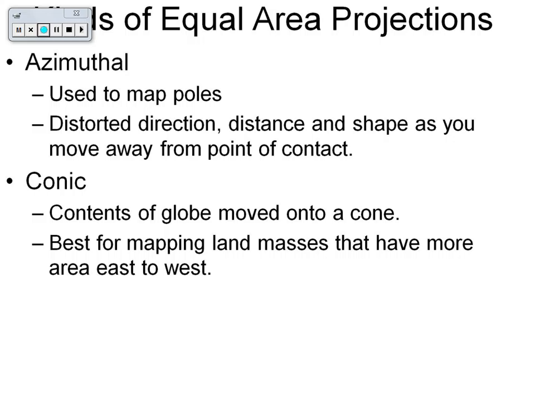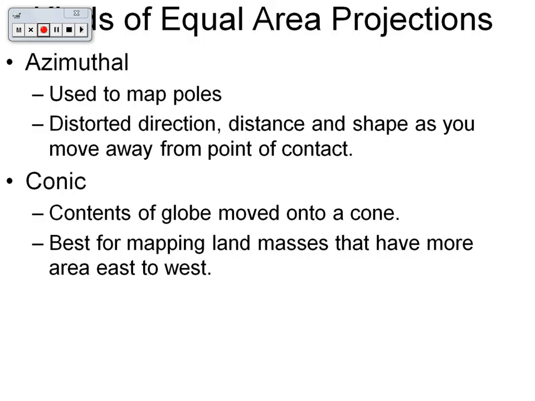Types of equal area projections, like I said: azimuthal, you can do it like that. Conic, you can do it like that. With an azimuthal projection, you have one point of contact. Usually it's the North or South Pole, and that would be the most accurate location. But for example, if you put that circular plane on Richmond, Virginia, Richmond would be the most accurate point on that map. And then the farther you go out from Richmond, the more and more distortion would occur.